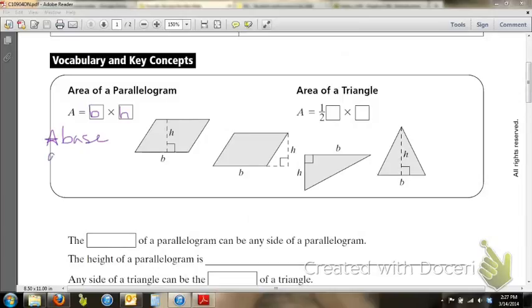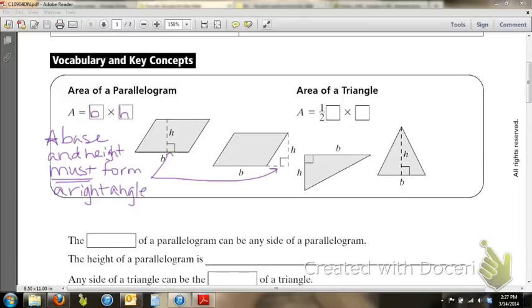Base and height must form a right angle. Okay, you're always going to pick the two that meet at the box. See a little box, little box, little box over here, and all the way over here. Okay, you always want to look for which two numbers meet at the box.